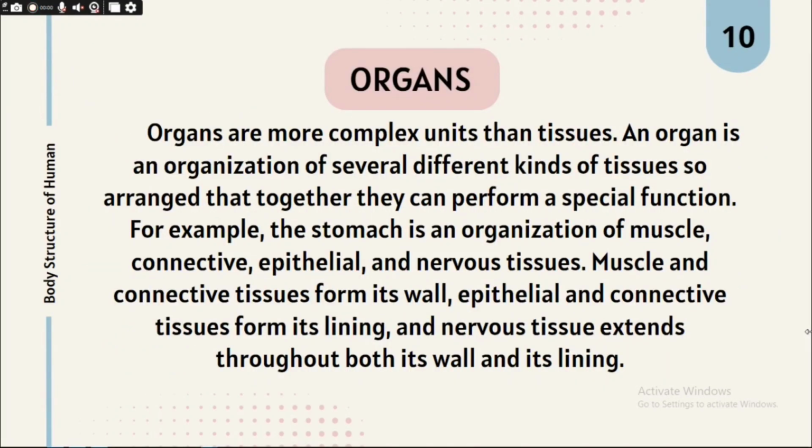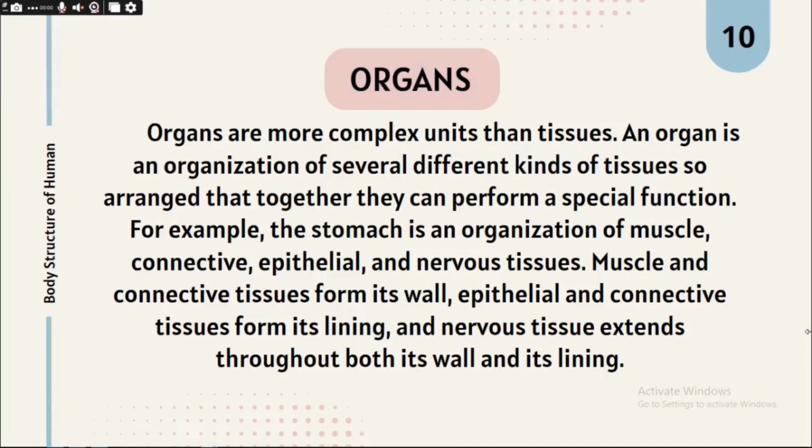Organs are more complex units than tissues. An organ is an organization of several different kinds of tissue, so arranged that together they can perform a special function. For example, the stomach is an organization of muscle, connective, epithelial, and nervous tissue.